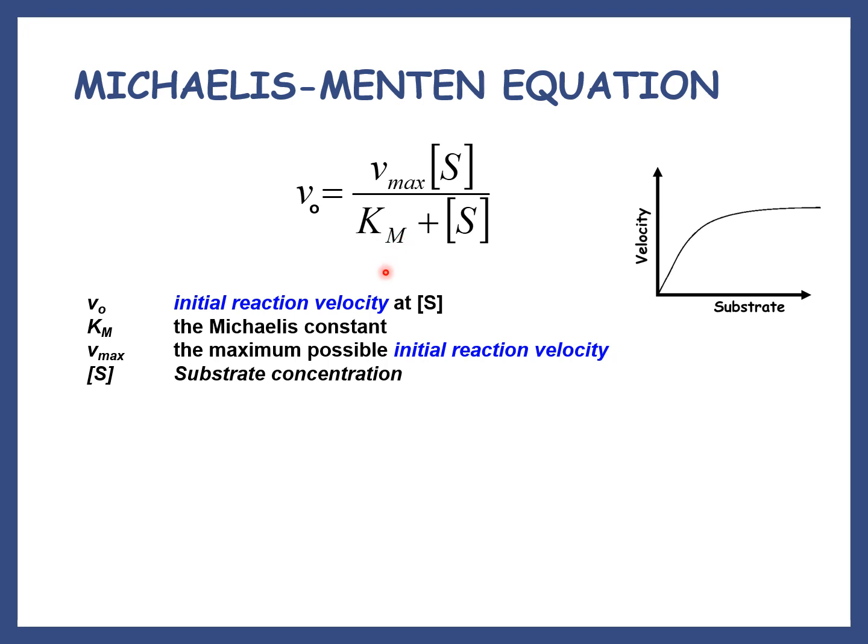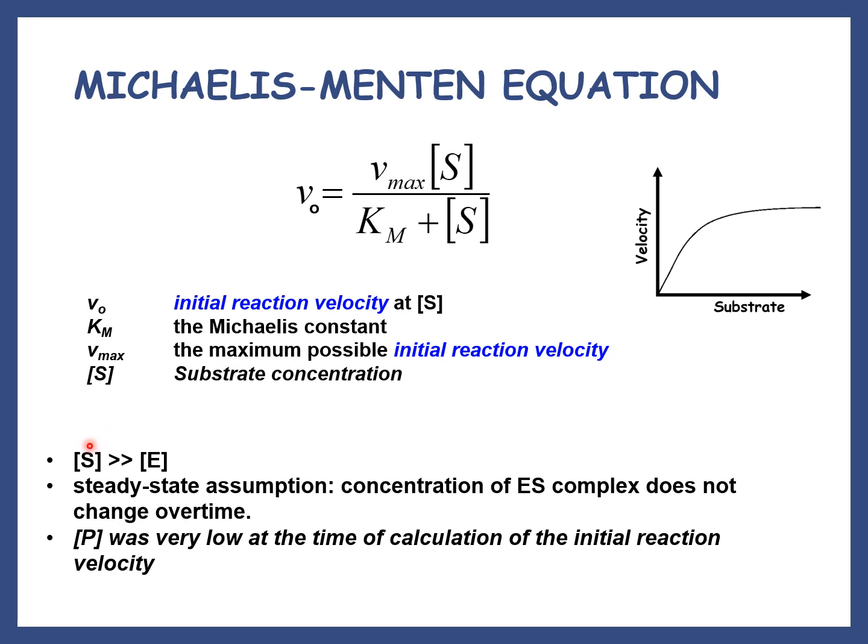However, while deriving this equation, he made some assumptions, which include that the substrate concentration at any given time would be way higher than the enzyme concentration. And this leads to the steady state assumption, which says that the enzyme-substrate complex would remain constant over a period of time. During the course of the reaction, because we have a huge concentration of substrate compared to the enzyme, the enzyme-substrate concentration almost remains constant.